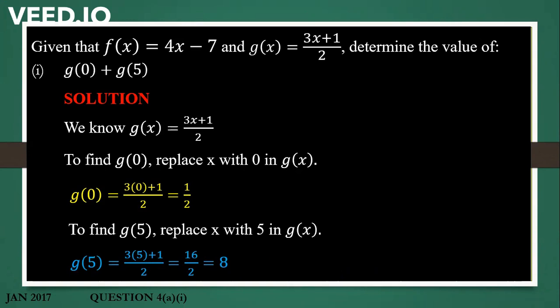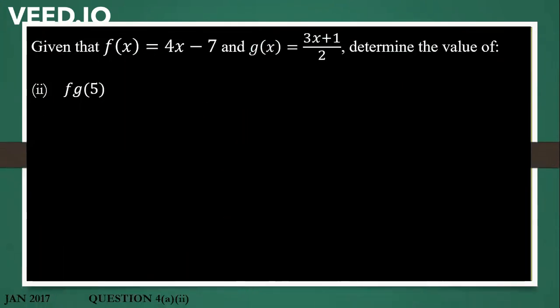Now that we have found g of 0 and g of 5, we can take the sum of these two functions. So g of 0, if we recall, is 1/2, and g of 5 is 8. So 1/2 plus 8 is equal to 8 and 1/2. Did you get 8 and 1/2 for your answer? Great job. Let us look at the second question.